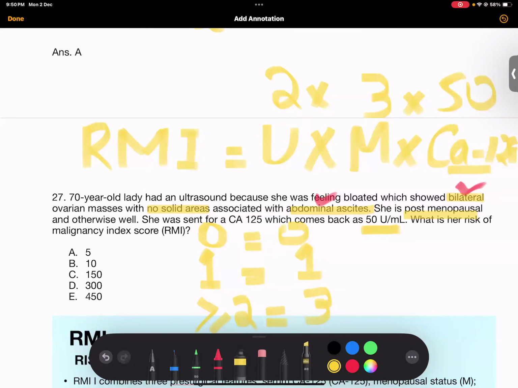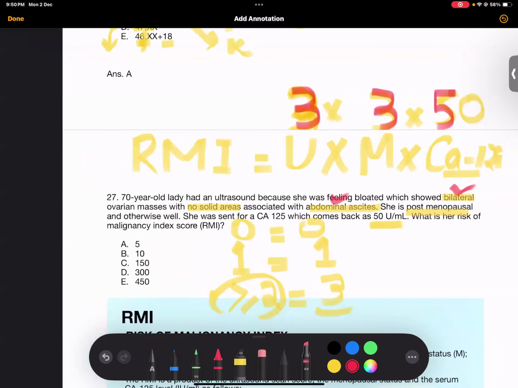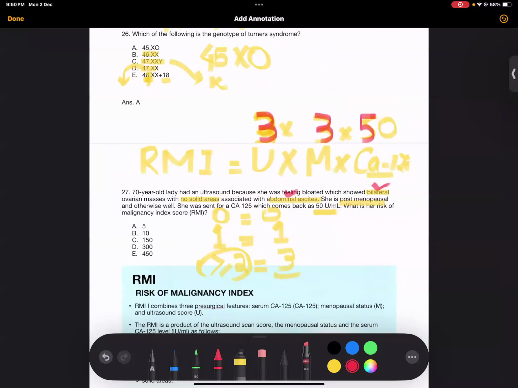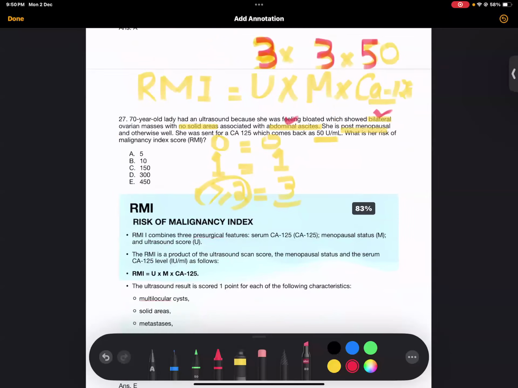Oh sorry, this is 3 actually. I have written it wrong here. Whenever you have 2 or more ultrasound features, your score would be 3. Rewrite this, so this is actually 3. So 3 into 3 into 50, that is your RMI. In these options, you would have 3 into 3, 9, so 450 would be there.